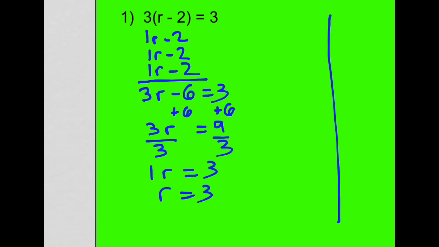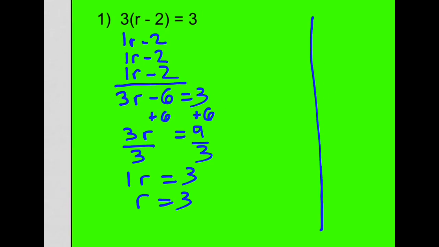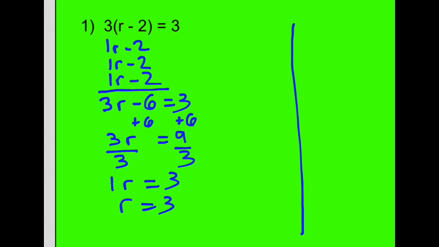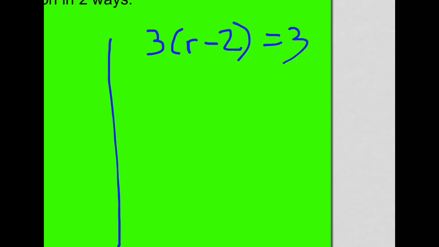Now I want to show you a method that can be used strictly when we have a situation like this, with parentheses in the question. So I'm going to move over. I'm going to write the question: 3 times r minus 2 equals 3. And what I'm about to do you can only do when you have this situation with parentheses in the question. So remember, this means 3 multiplied by r minus 2.